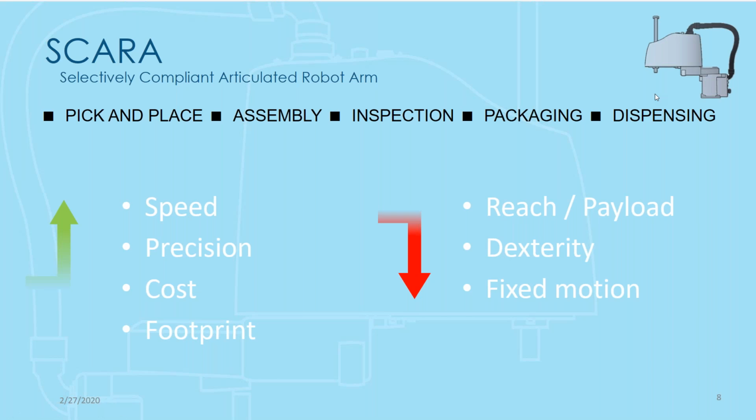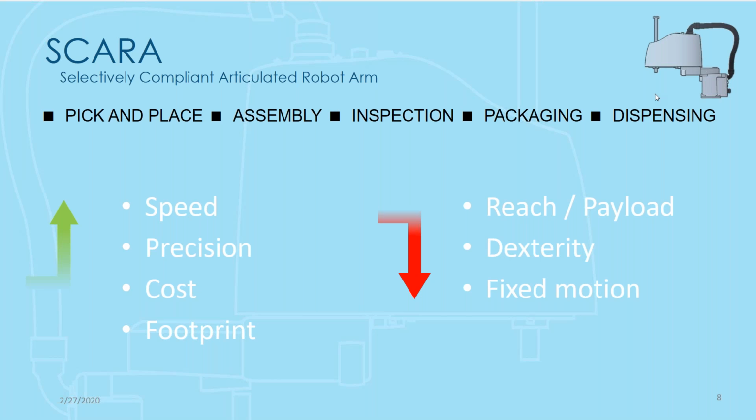So that makes it excel when you have vertical assembly applications, things of that nature, like pick and place, inspection, or dispensing applications. And where these really excel is speed and precision. They are really very fast, and have a small footprint, and can be reasonably priced as well compared to similar capacity robots.